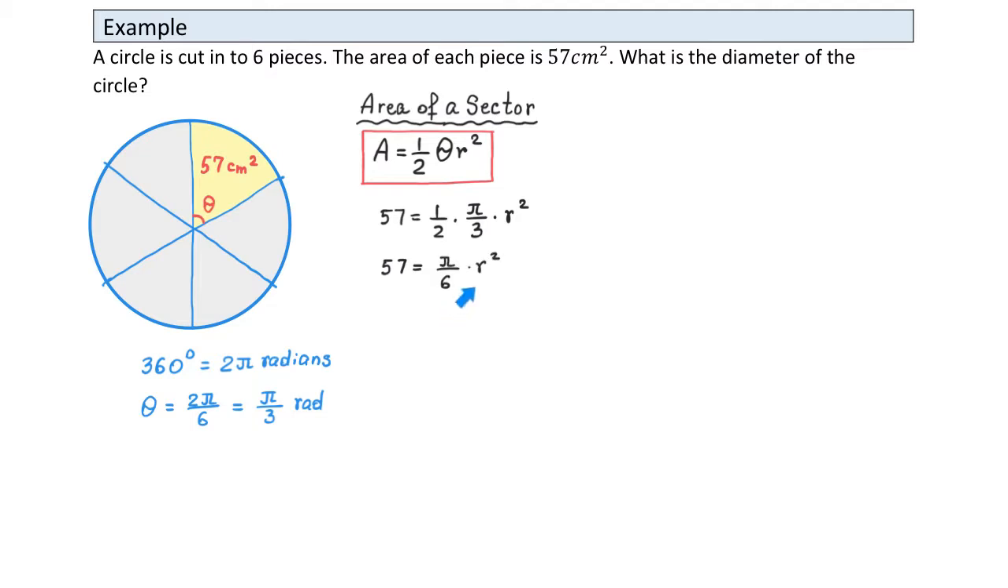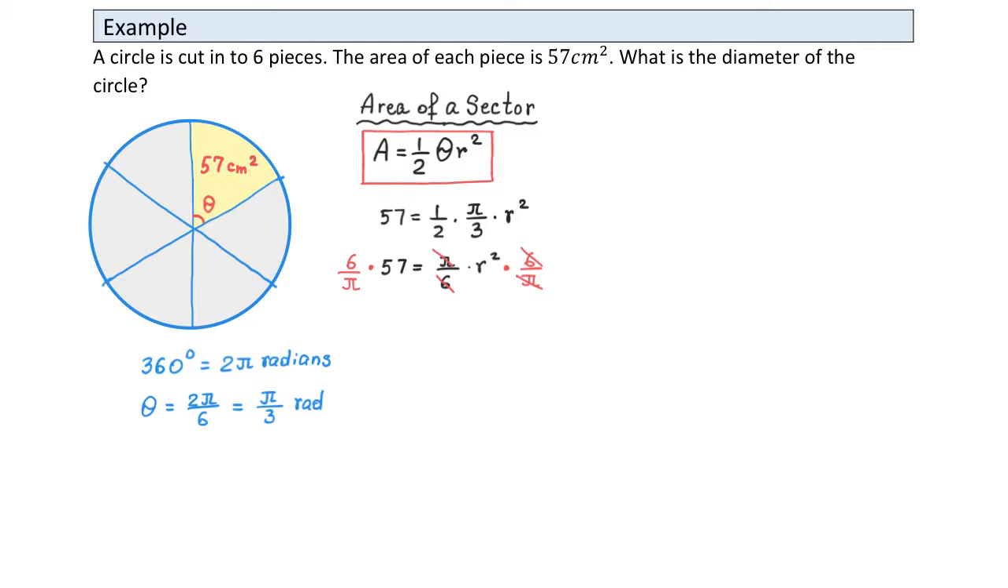Now we have to solve for r squared. This means that we have to remove this fraction that is in front of r squared. We will do this by multiplying both sides of this equation by the reciprocal of pi over 6, which is 6 over pi. So we will multiply this side by 6 over pi and this side by 6 over pi. Once we do this, on the right side, pi and pi will cancel, and 6 will cancel, and we will have r squared alone.